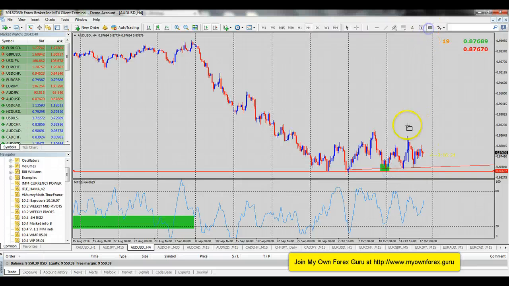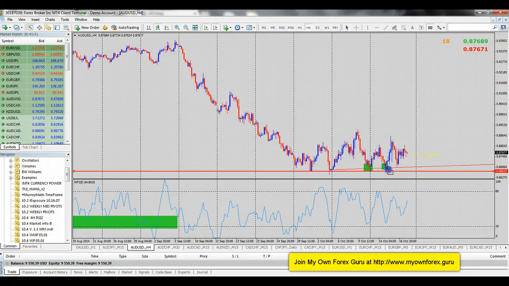Holding, holding, and holding. And everyone that knows me would say SSBO, stair step breakup. So it's going up the stairs, and eventually it'll take off that way.